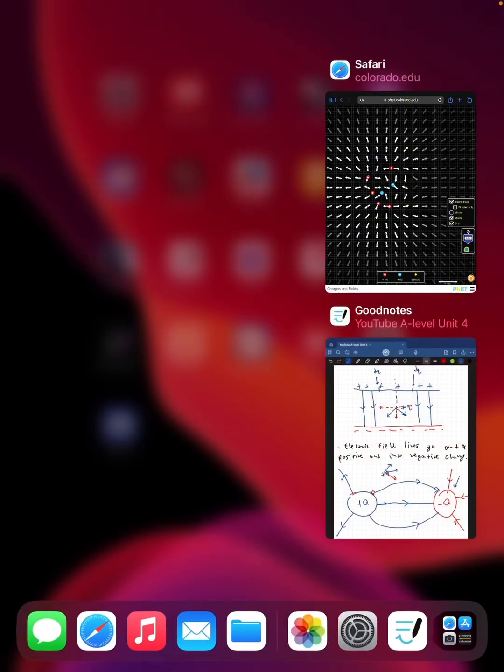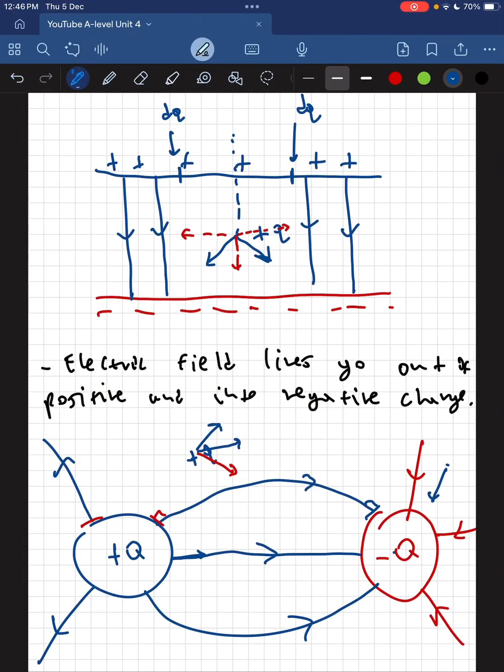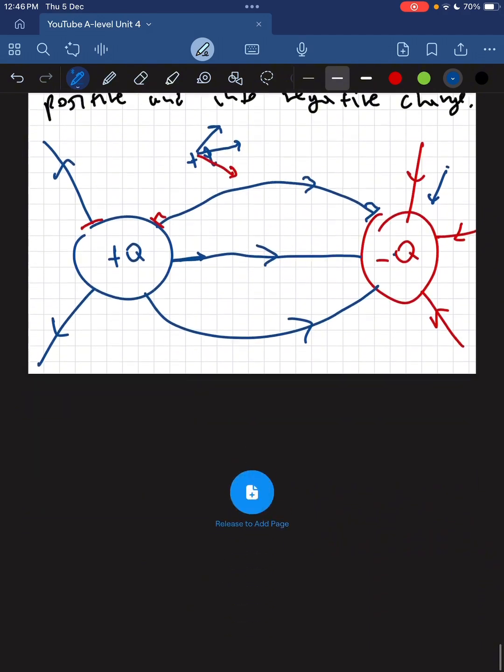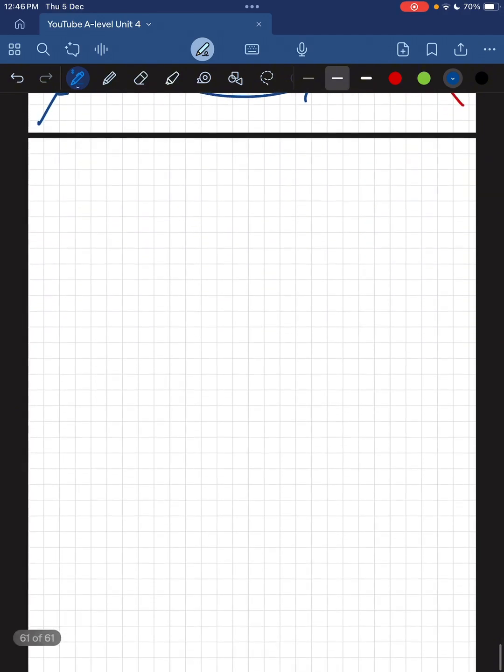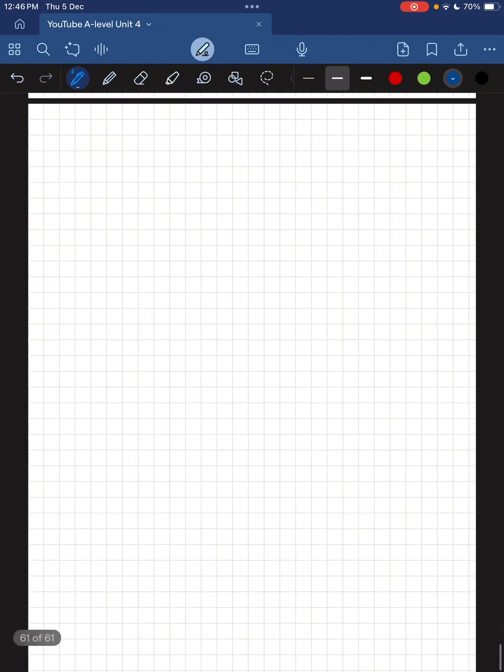Now, let's go back to our notes and talk about the concept of energy needed to move a charge. So let's go talk about that. Energy needed to move a charge.